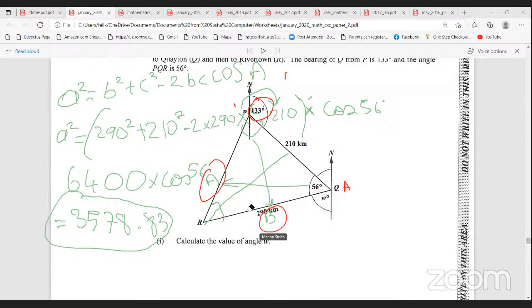B. Remember, it's side, common letters. All right, so we're trying to find the side. A squared equals 290 squared plus 210 squared minus 2 times 290 times 210 cos 56. Yeah, perfect.